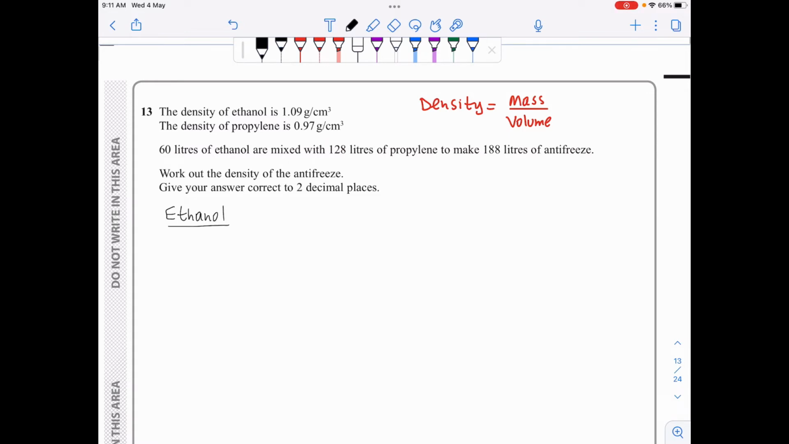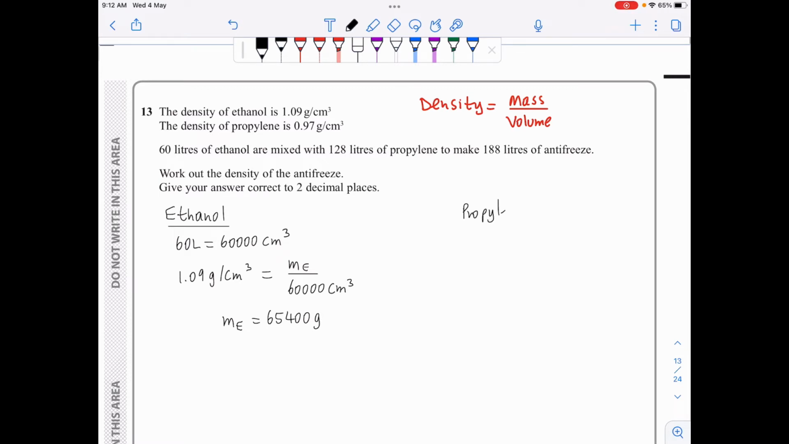we have been given the density and the volume. So I will start by saying that 60 liters is 60,000 cubic centimeters. Remember that 1 liter is 1,000 cubic centimeters. So 1.09 grams per cubic centimeter is the mass of ethanol over 60,000 cubic centimeters. I will cross multiply and I get that the mass of ethanol used was 65,400 grams.